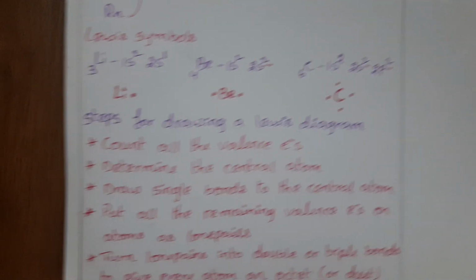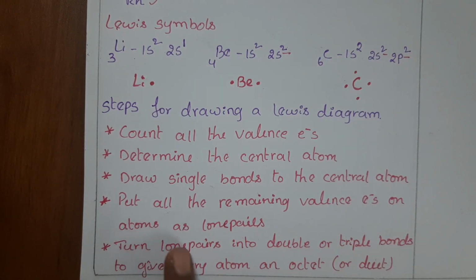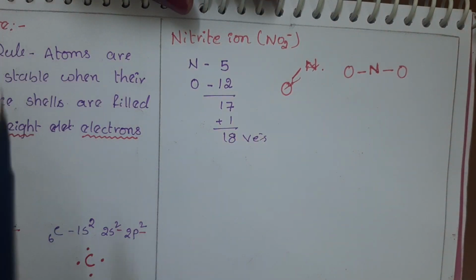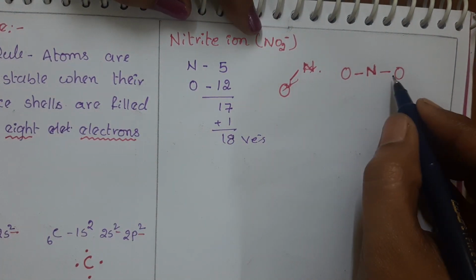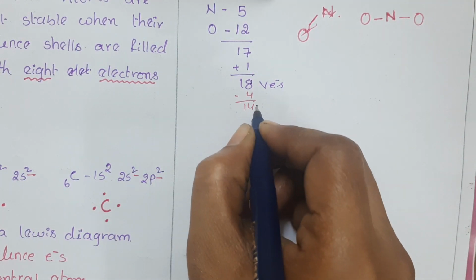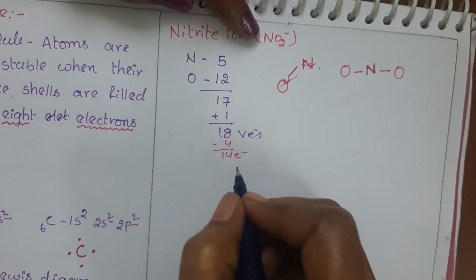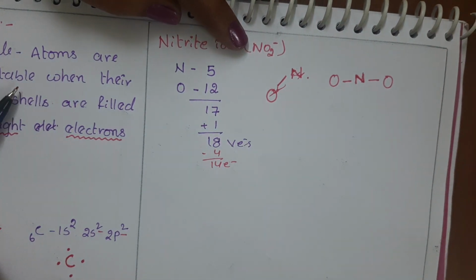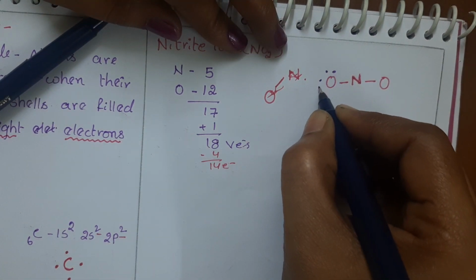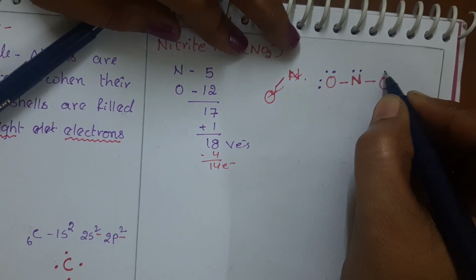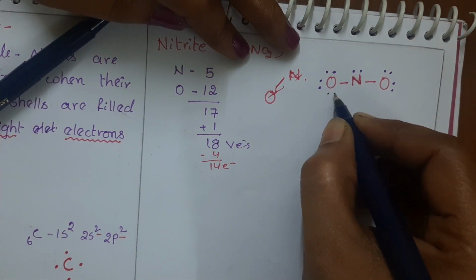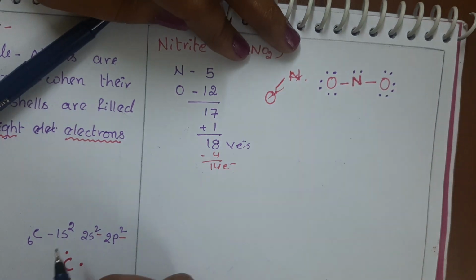Next, what is the fourth step? Put all the remaining valence electrons on as lone pairs. Here 4 electrons are already used. So 18 minus 4 is 14, the remaining valence electrons are 14. Now we have to arrange these 14 electrons as lone pairs in this structure. 1, 2, 3, 4, 5, 6, 7, 8, 9, 10. Remaining 4 electrons are there. So 11, 12, 13 and 14.